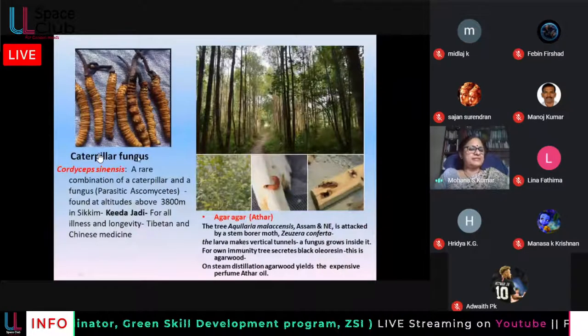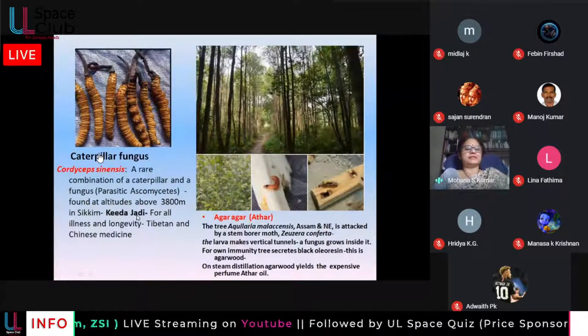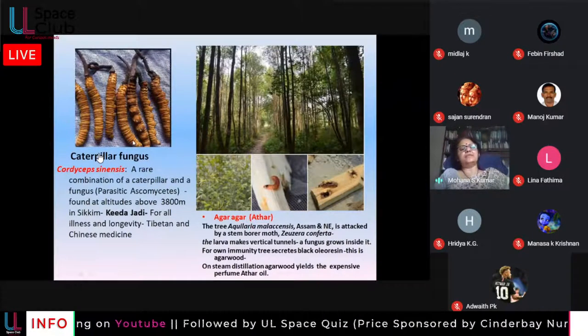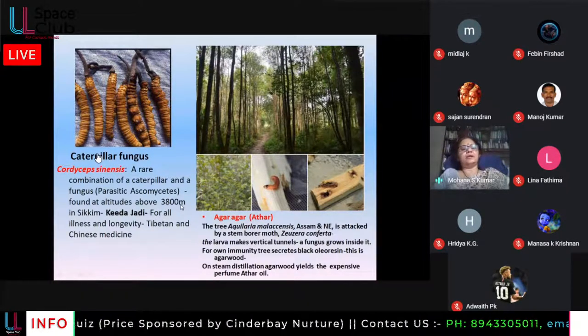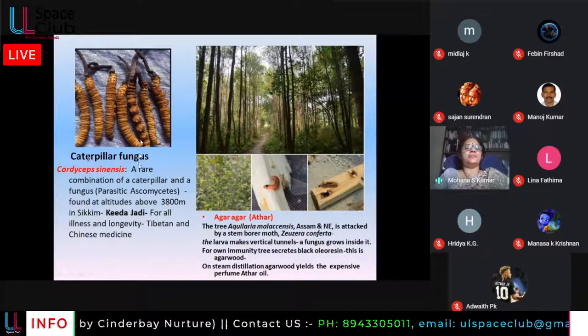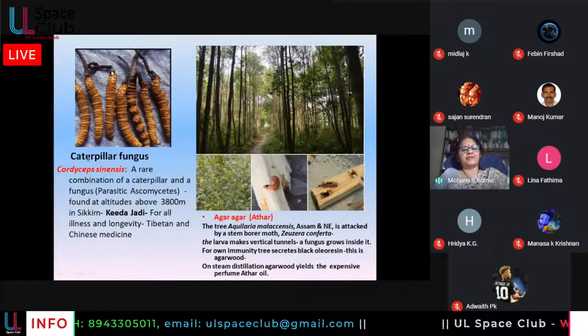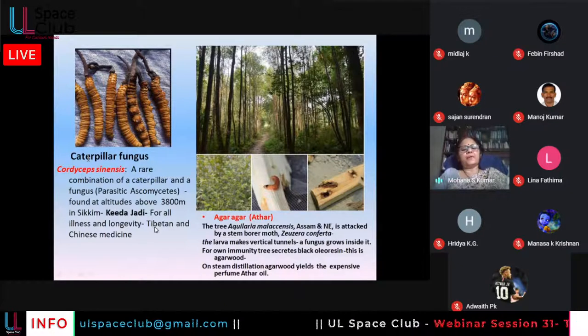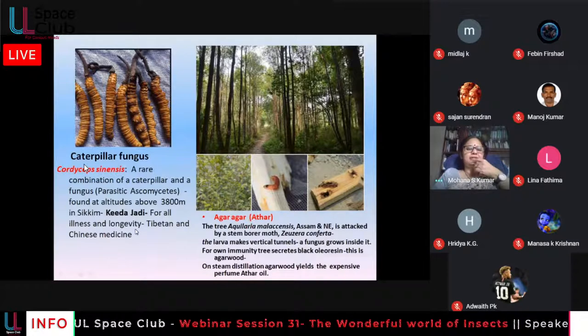Caterpillar fungus, Cordyceps sinensis, Kida jadi is the common name, but it is seen only at very high altitude, 3,800 meters and above in Sikkim and such Himalayan belt. It is a combination of a particular caterpillar and a fungus. It is very popular in Tibetan and Chinese medicine and very expensive.